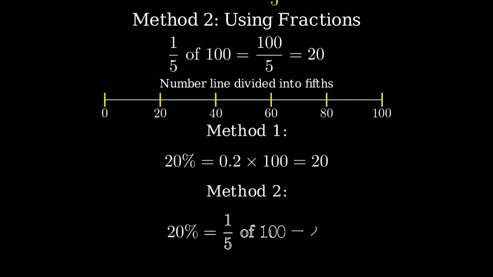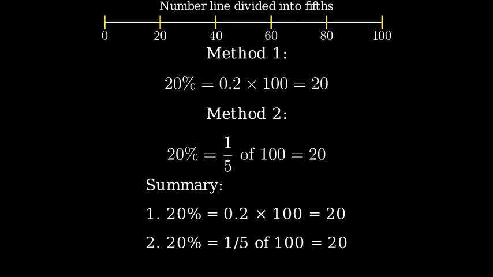20% of 100 is 20. Whether we convert to a decimal and multiply, or think about it as 1/5, we arrive at the same answer. To summarize, we can calculate 20% of 100 by either converting 20% to 0.2 and multiplying by 100, or recognizing that 20% is 1/5 and dividing 100 by 5. Both methods give us 20 as our answer.